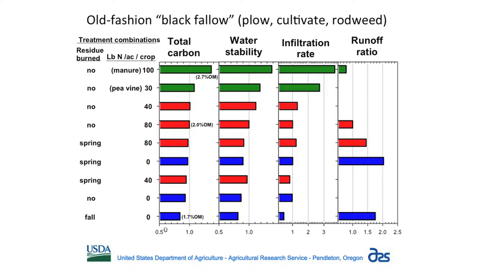That increase has caused over a threefold increase in the rate that water can be taken into the ground under that manure treatment. And it's over double where we had this little tiny bump of soil carbon. So we're talking about small changes in soil carbon, soil organic matter, but really substantial changes in the soil properties.